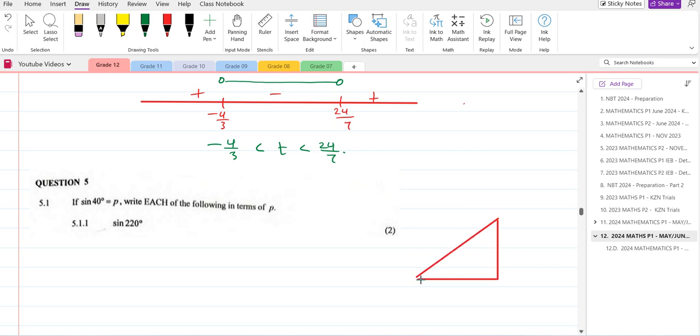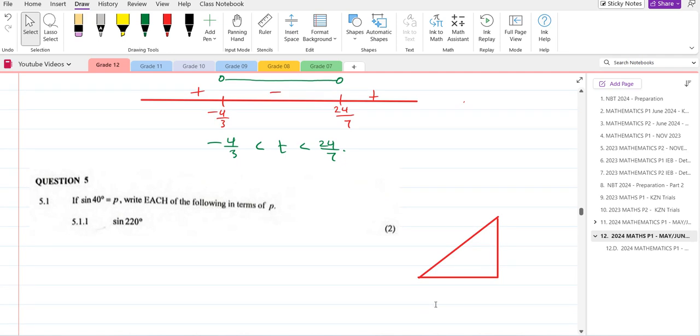It's going to be p over 1, right? Opposite over hypotenuse. That's what sine is. And it's not a quadrant diagram because there's no further information given, just sine 40 degrees is equal to p. So 40 here, 50 on the top, and p is opposite over hypotenuse. Remember, that's p over 1. So p and 1, and the adjacent will be the square root of 1 minus p squared using Pythagoras.